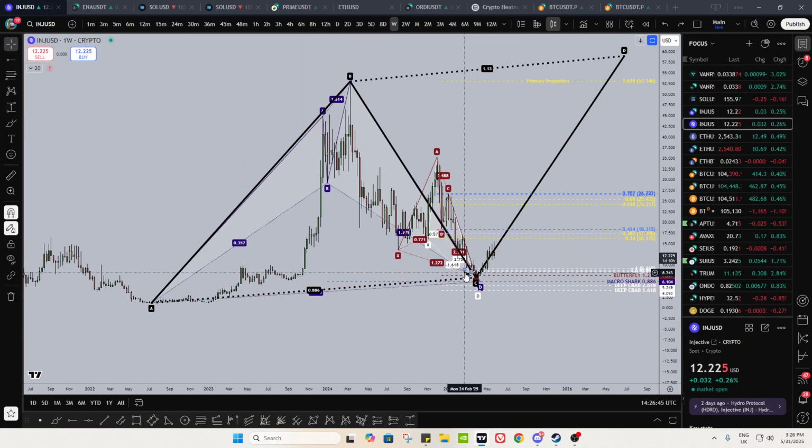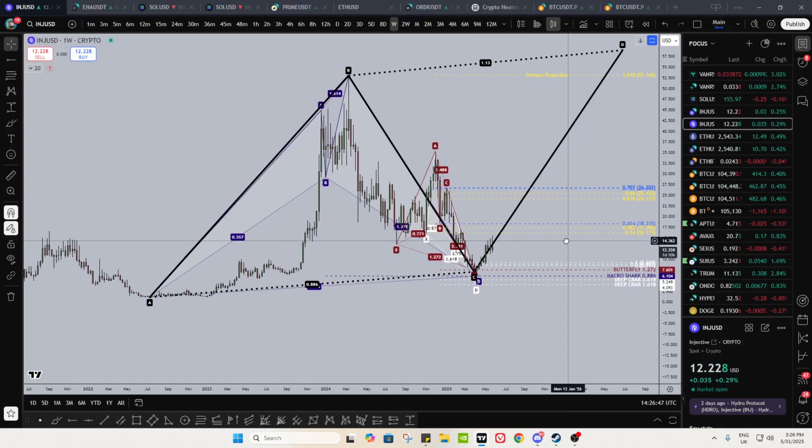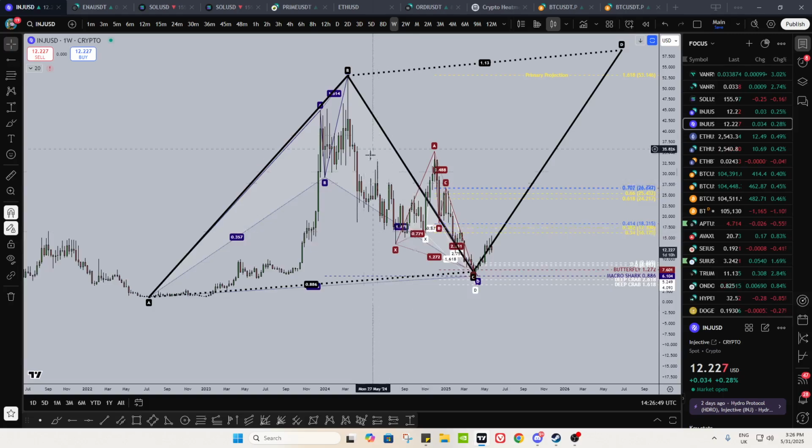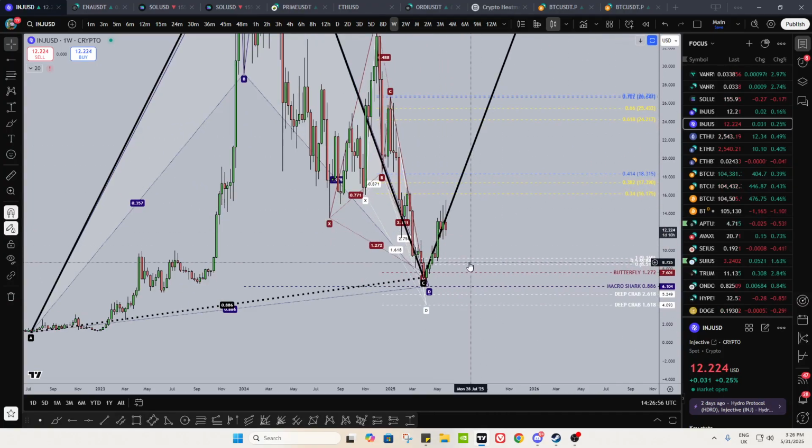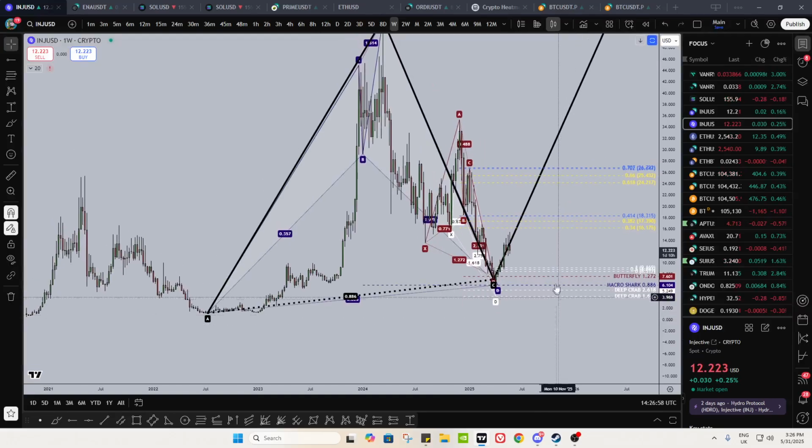We haven't even hit our first target yet, right? Even in terms of the butterfly, we haven't hit our first target yet, let alone, I've not even put the target for the bigger shark down. So any pullbacks we get back towards this area is a bid for Injective, right? In my opinion, it's just a bid for Injective.